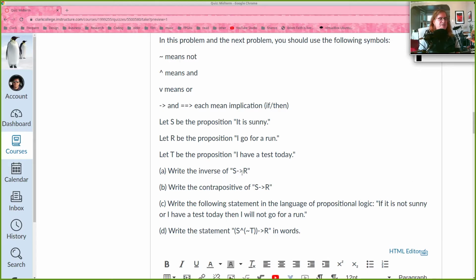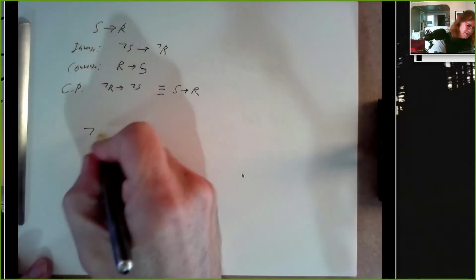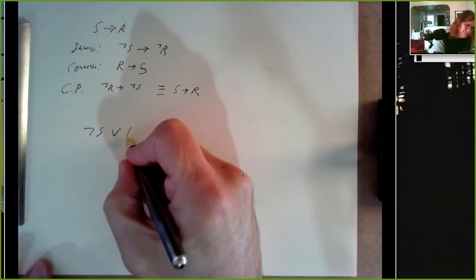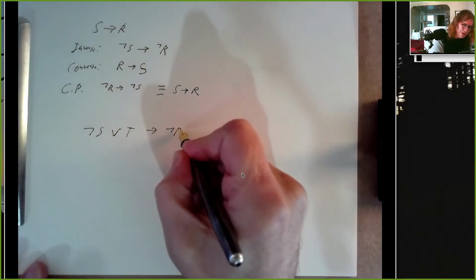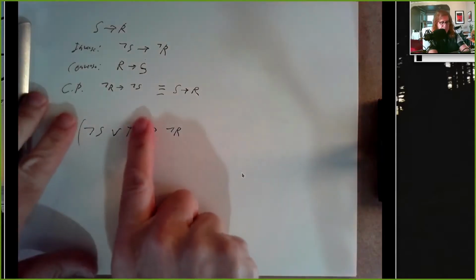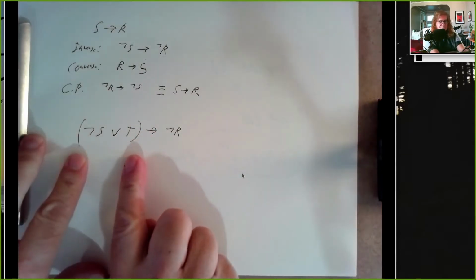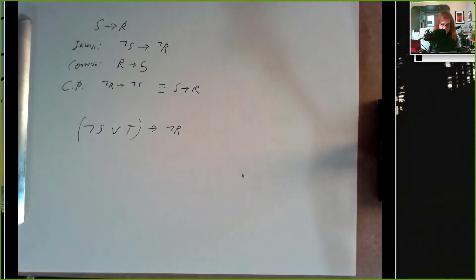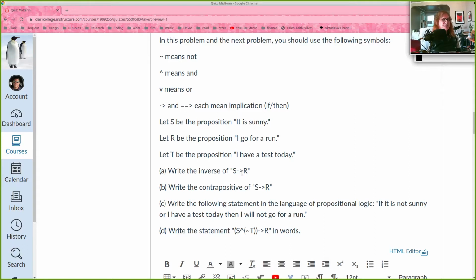And then C said, write the following statement in the language of propositional logic. If it's not sunny or I have a test, then I will not go for a run. And you can put parentheses anywhere you want if you think it makes it clearer. But if there's just one implication, usually everything on the left is taken to imply the thing on the right. So that would be an equivalent to the sentence. And then the last statement, S and not T implies R. So if it's sunny and I do not have a test, then I go for a run. That would be that proposition in words.